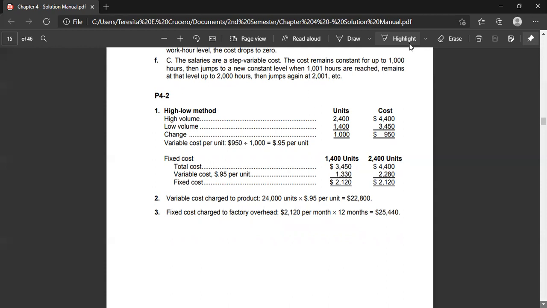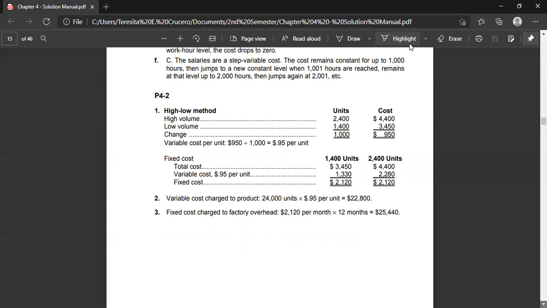So the furnaces are maintained at a set temperature 24 hours a day. Although units are not continuously processed, management desires that the variable cost be charged directly to the product and the fixed cost to the factory overhead. The following data have been collected for the year. So we now have the units and the related cost, good for 1 year. Separate the variable and fixed elements using the high-low method.